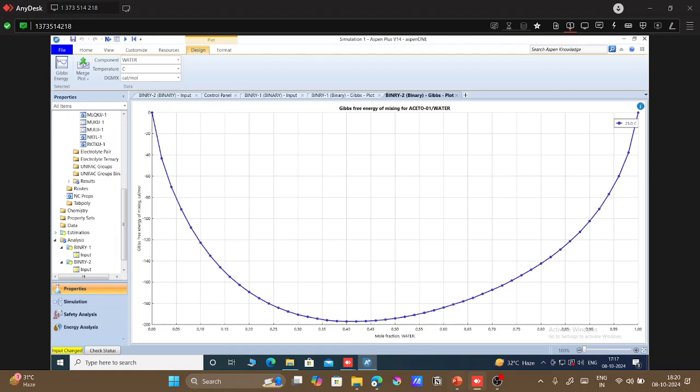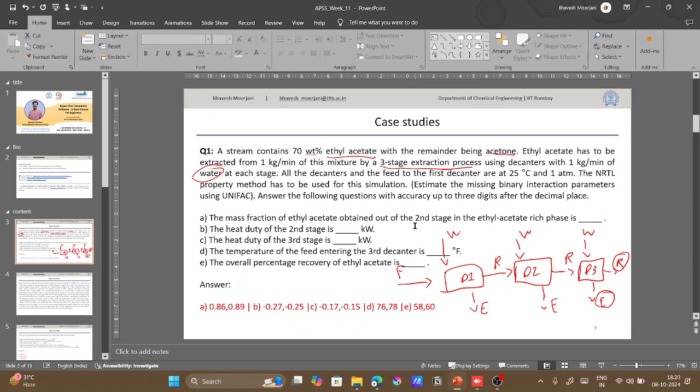So in our problem statement, what will happen when we add water? Acetone, having an affinity towards the water, will go out with the water. So in the extract, what should we get? Water as well as acetone, and the raffinate should be rich in the ethyl acetate part. Okay, and the final product: we have been asked to separate the ethyl acetate, so that will be present in the final raffinate.